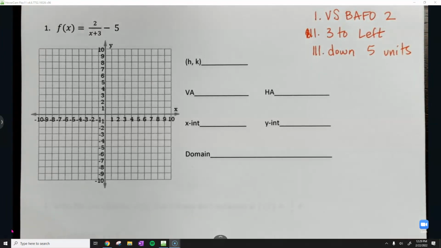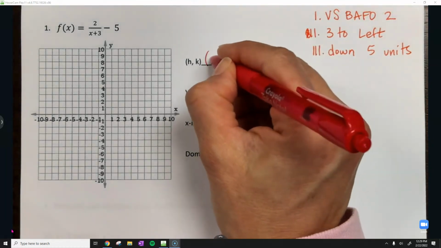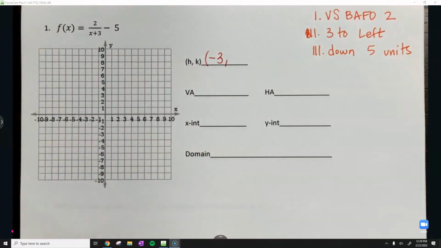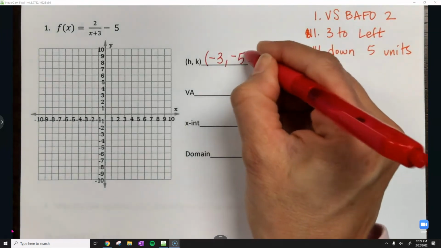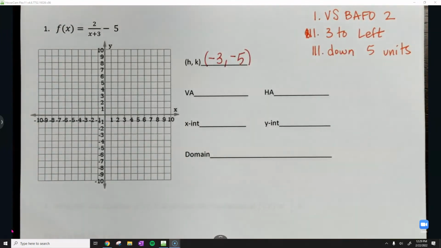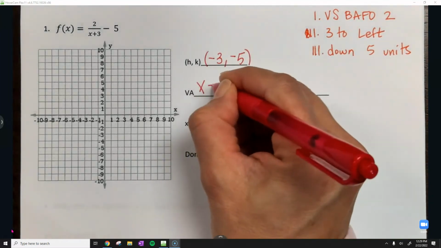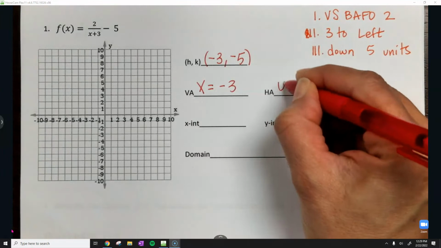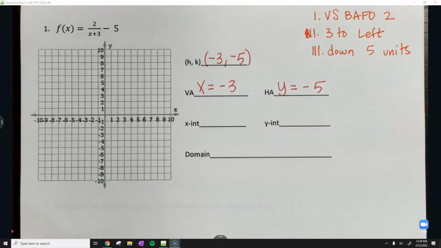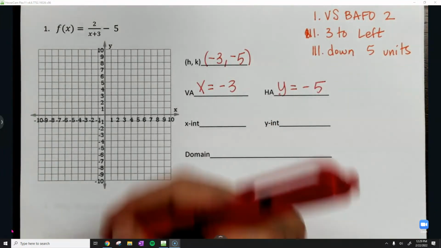Okay. All right, let's go ahead and talk about what HK is. I know that H is going to be a -3, and your K value is a -5. So those are the values that you cannot have. So let's set up the boundaries. The boundaries are x equals -3 and y equals -5. Let's go ahead and plot those boundaries.